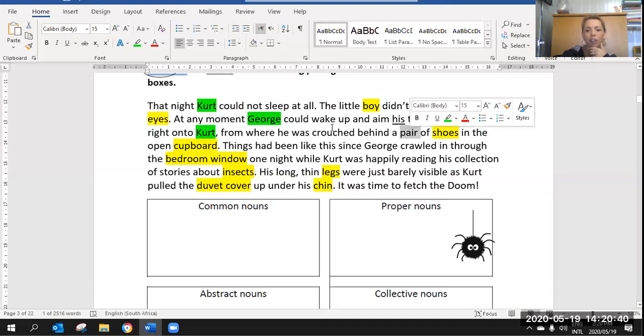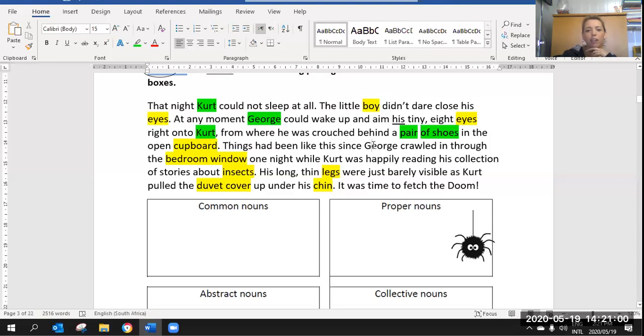pair of shoes." Now that word "pair," or even if you took that whole phrase "pair of shoes" and wrote it under collective nouns, that would have been fine, because a pair is a collective noun for a pair of shoes, two shoes that match, with a pair of shoes. All right, "in the open cupboard."